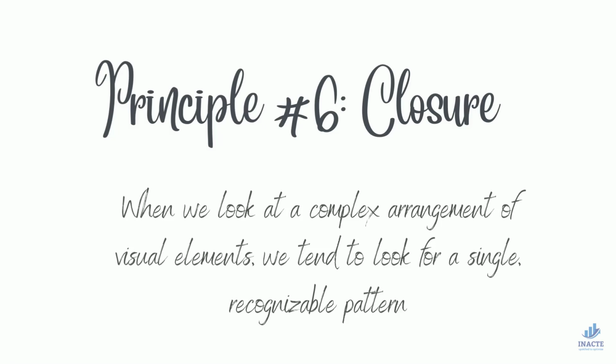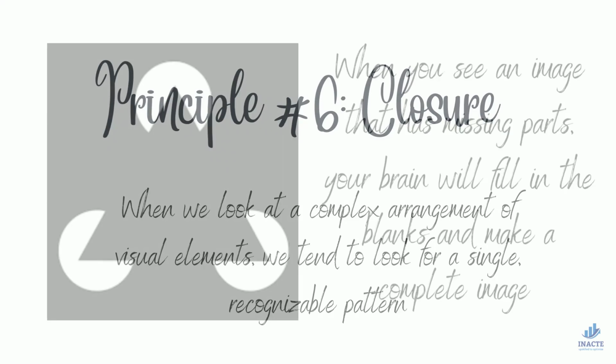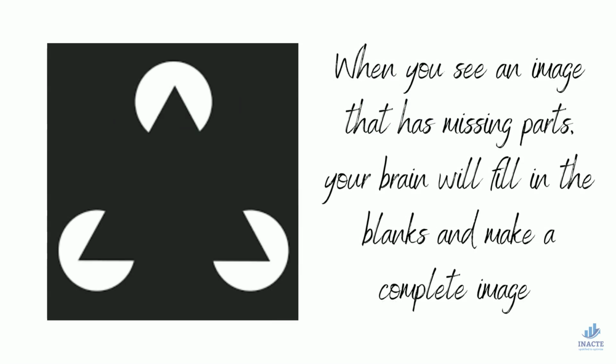The principle of closure states that when we look at a complex arrangement of visual elements, we tend to look for a single recognizable pattern. In other words, when you see an image that has missing parts, your brain will fill in the blanks and make a complete image so you can still recognize the pattern.